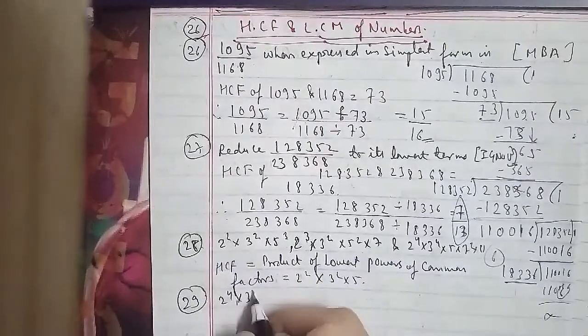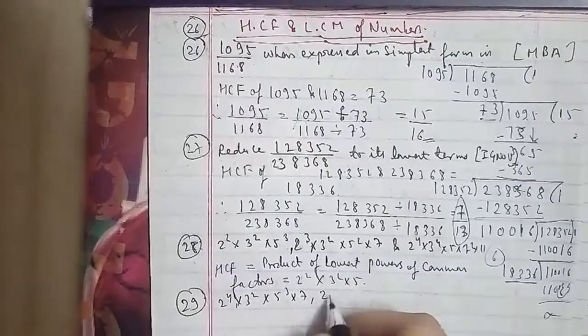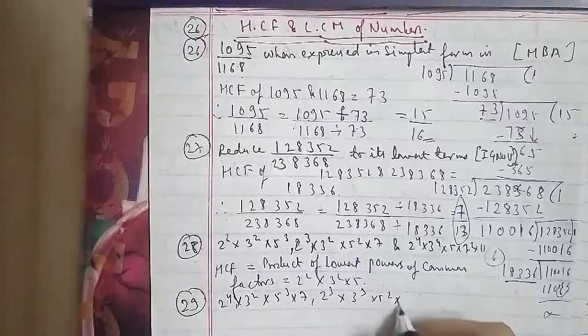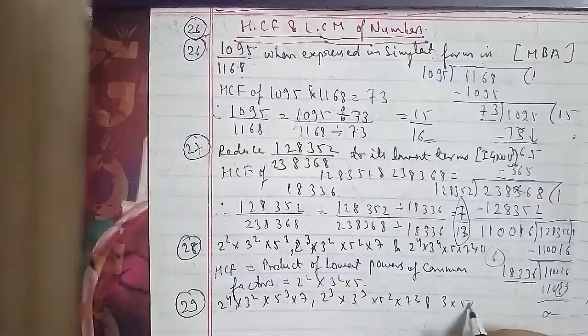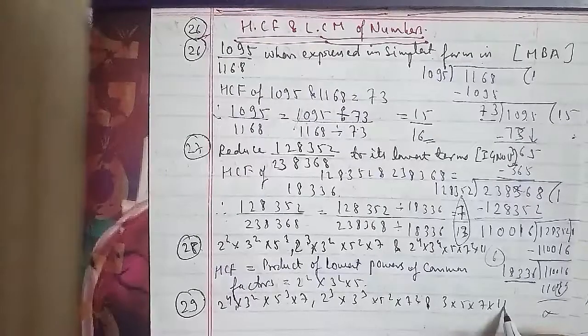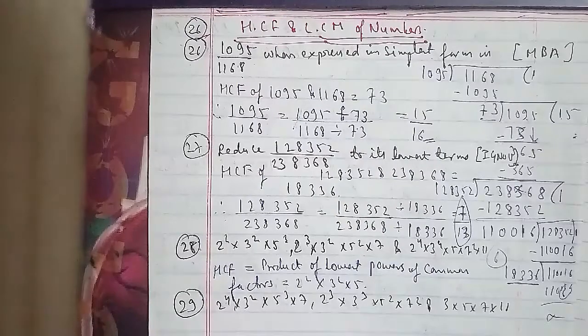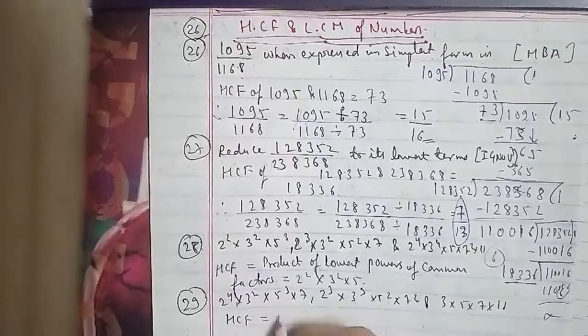For that, SCF equals the product of the lowest powers of the common factors, which equals 3 into 5 into 7, where 7 fives are 35, 35 threes are 105. That will be the right answer for this question as well.